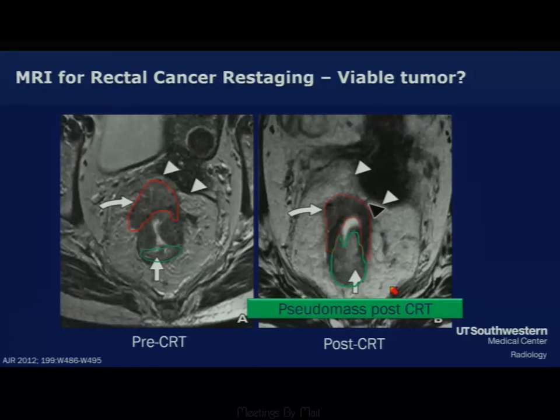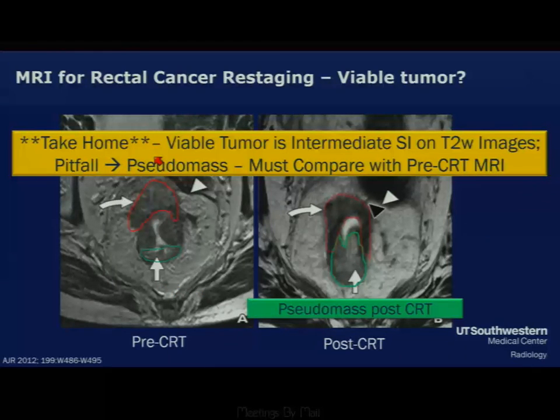So for this reason, it's really important to always evaluate this in context of the initial pre-chemoradiation imaging. So to summarize this point, viable tumor is intermediate signal intensity on T2-weighted images, but always interpret these images in context of the pre-chemoradiation imaging because you don't want to end up calling a pseudomass a viable tumor.